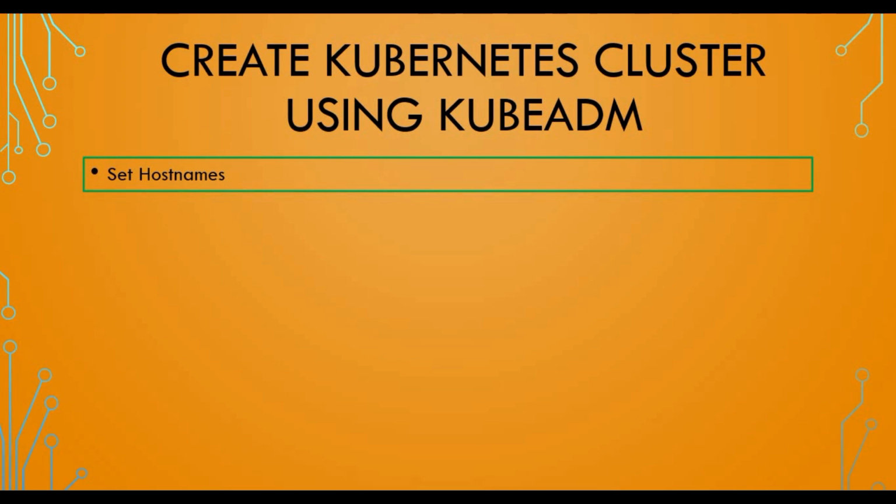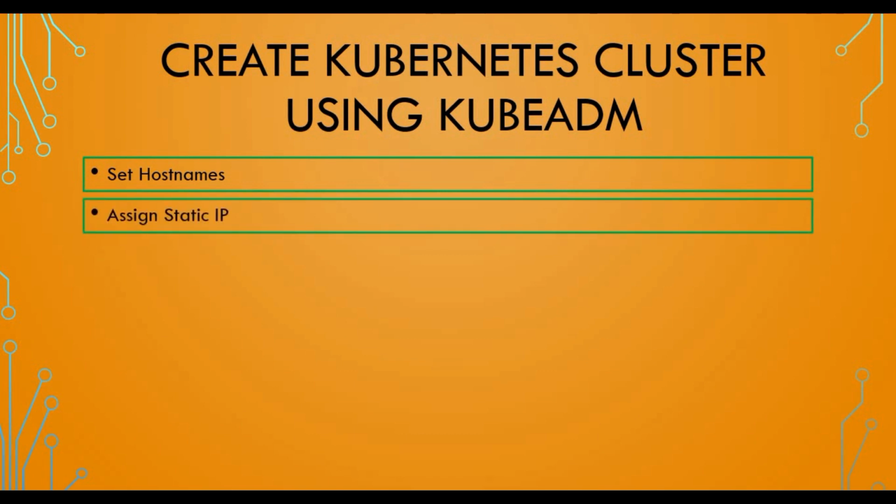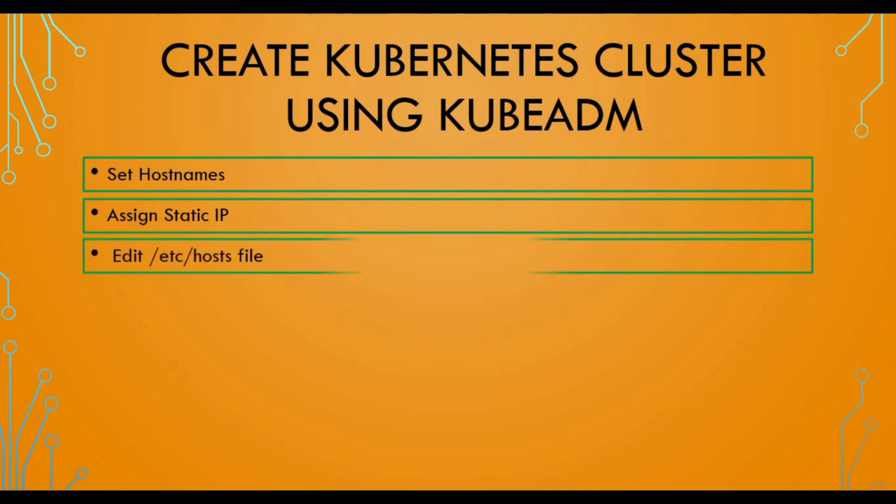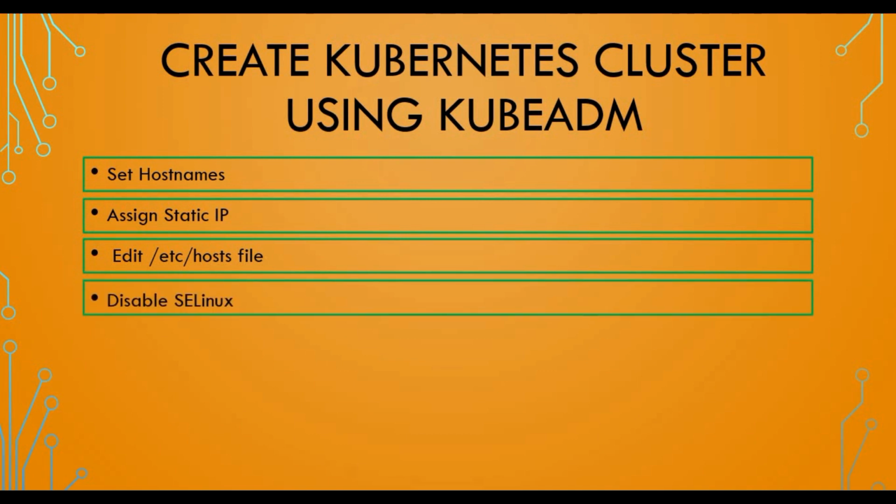The first step will be to set the host name. If you have not done it, I will show you how to set the host name. Then we will set the static IP address. I will also show how we can set the static IP, and we have to set some configuration in the hosts file, so that all the host names and IP addresses are configured and the machines can interact with each other. And we will disable SELinux. If you know how to configure SELinux based on your requirement, you don't need to disable it, but the simple option is to disable SELinux.